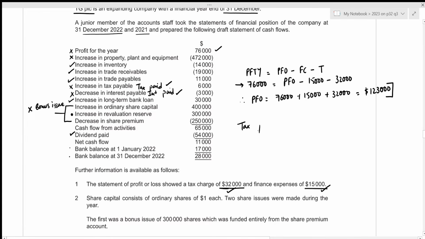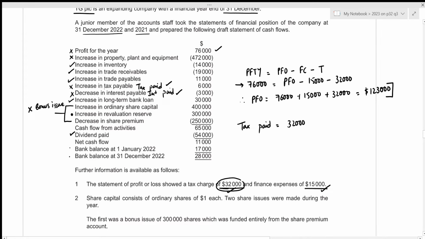Okay, let's first calculate the tax paid. We start with the tax charge within our statement of profit or loss of 32,000. Then the adjustment is pretty simple. So we follow the same rule. If there's an increment in our asset, we will subtract it. That results in a cash outflow, right? And if there's a decrement in our assets, then we consider it to be cash inflow.